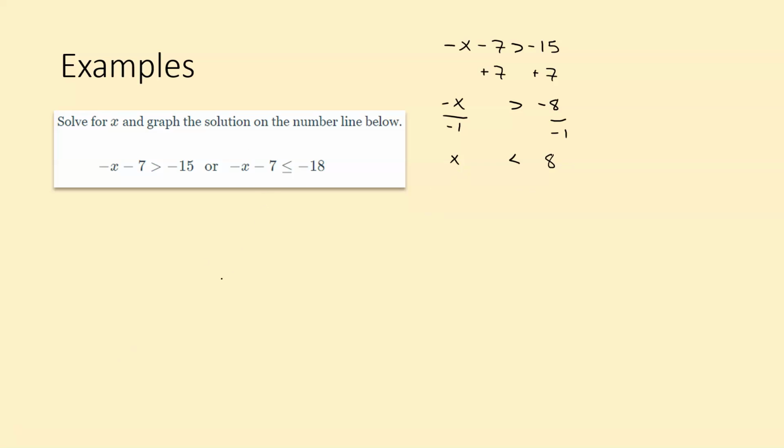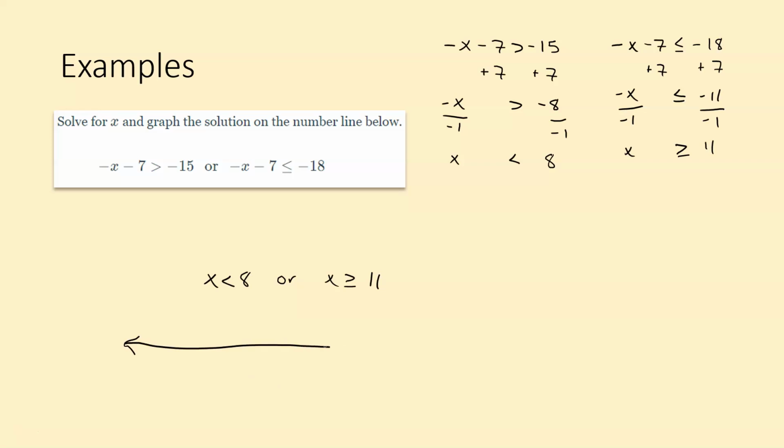Next, I'm going to solve this other inequality I have here. And this is how I would solve that. First, I would add 7 to both sides again, which would leave me with negative x is less than or equal to negative 11. Then I would divide both sides by negative 1. And you get x is greater than or equal to, flipping the inequality again, positive 11. So our answer would be x is less than 8 or x is greater than or equal to 11.